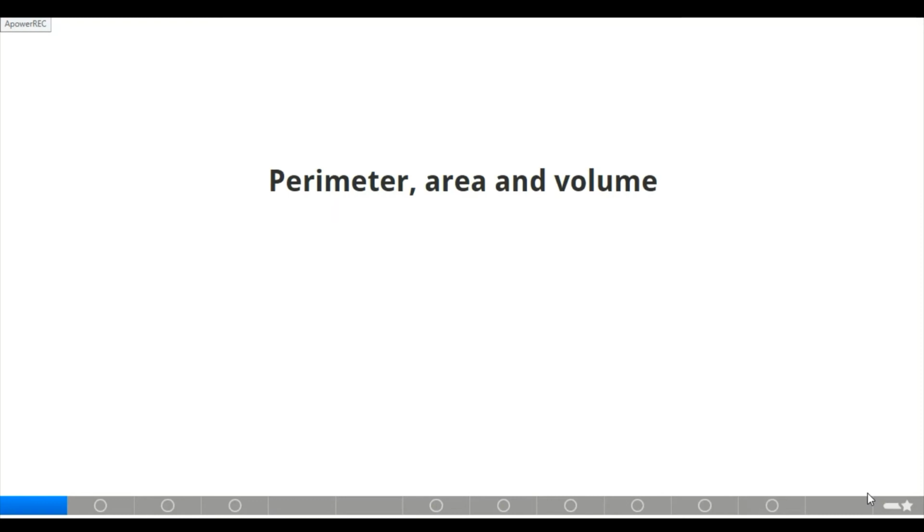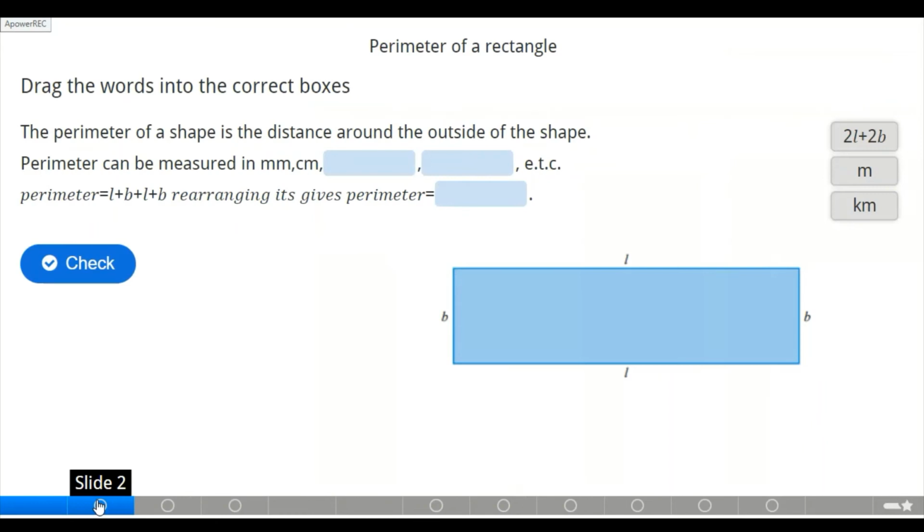Okay, we have interactive content here that will serve as a guide for this class. So let's start with the perimeter of a rectangle. The perimeter of a shape is its distance around the outside of that shape. So if we want to measure the perimeter of any shape, we have to measure the distance around the outside of the given shape.